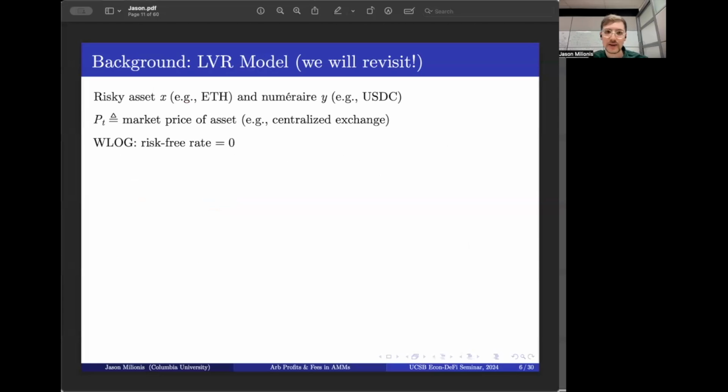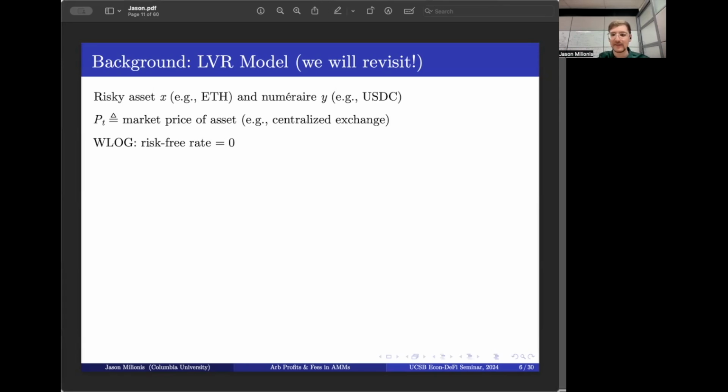So let's start with some modeling. Let's say that we have a risky asset, X, for example, Ethereum, as you should imagine the running example in the stock, and a numeraire asset that everything is denominated in, Y. For example, you should imagine USDC. And let's say that we have the market price of the asset, for example, in some infinitely deep centralized exchange, be denoted by P_t. Then, let's also say that we have the risk-free rate to be 0.